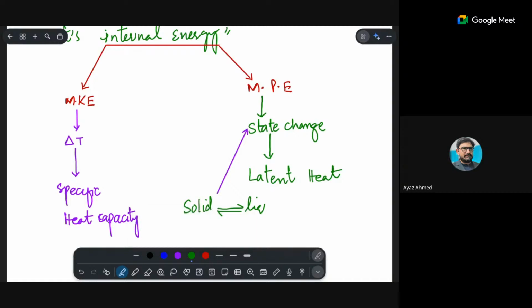So I will talk about this point here. This is basically your fusion. So I will talk about specific latent heat of fusion. And there is another state change, that is from liquid to gas or vice versa. This is basically what we will call vaporization. Okay, so is this clear to everyone? Now the structure of your topic is clear.